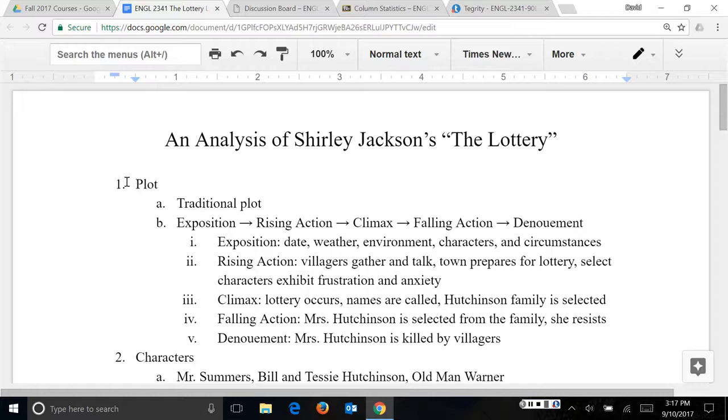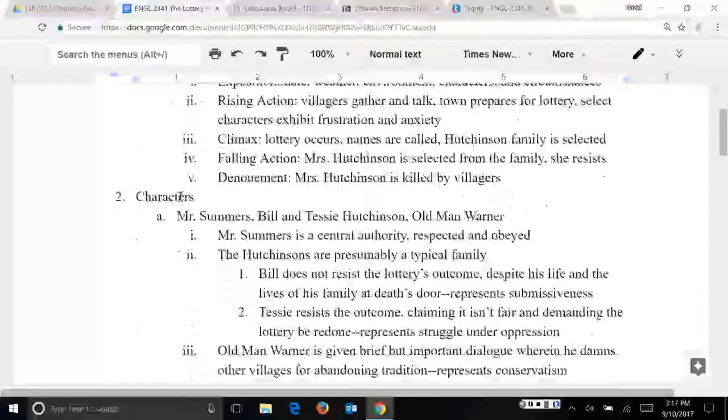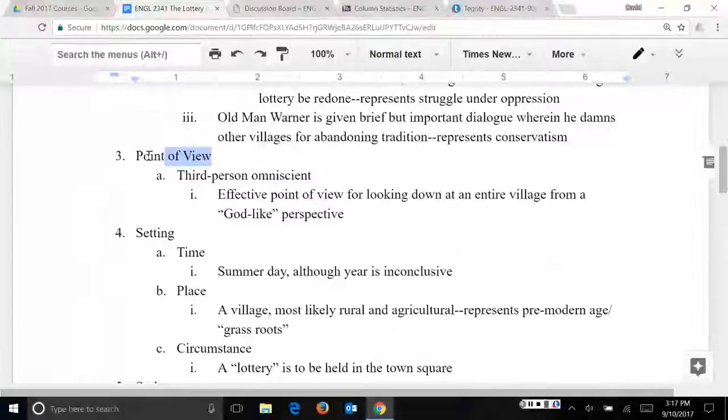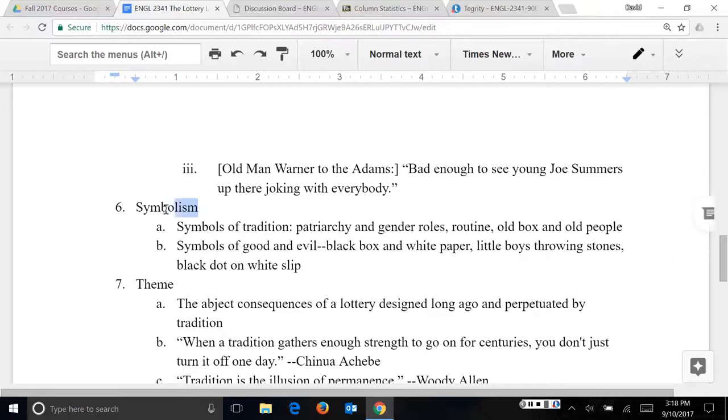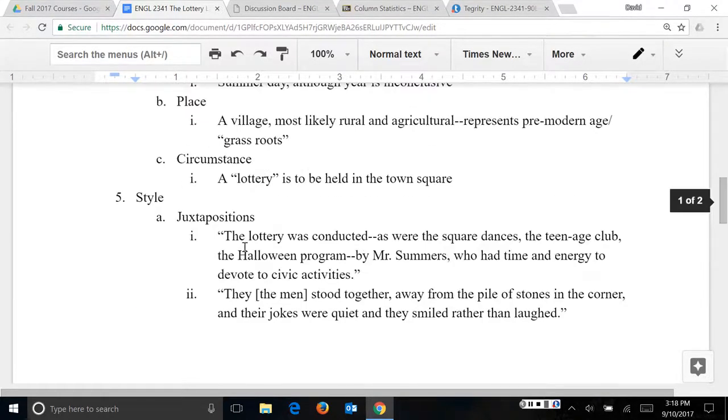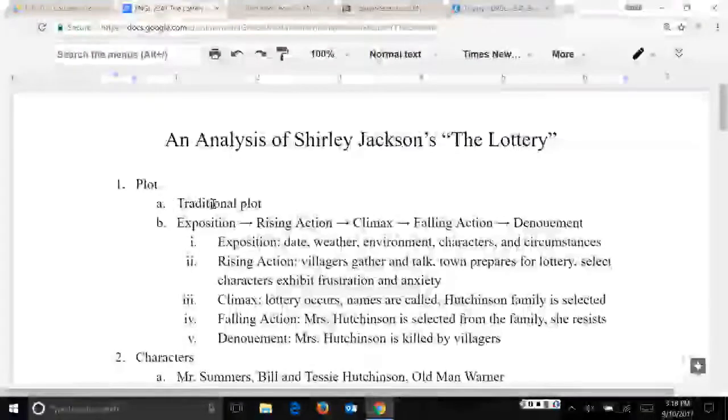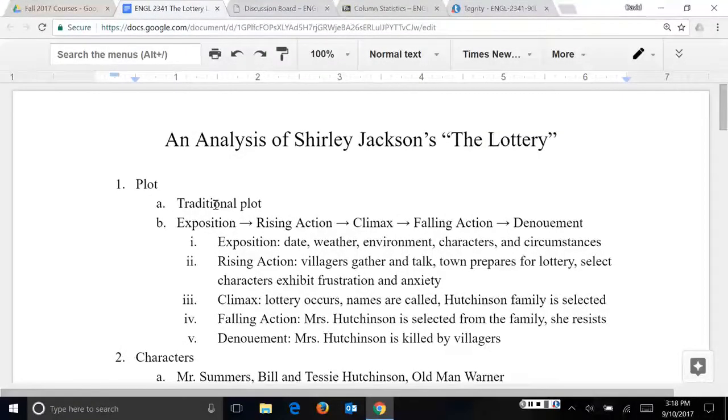So you'll notice that these are numbered, and this is the way I take notes. I prefer to take notes on analysis, or whenever I do an analysis of any piece of literature, I prefer to do it in this manner. So I always look at plot, characters, point of view, setting, style, symbolism, and theme. And I always do theme last. The others can vary. I like to have it in this order just because I think of it as going from really basic elements of a story to the really complex and implicit elements. So let's begin with plot.